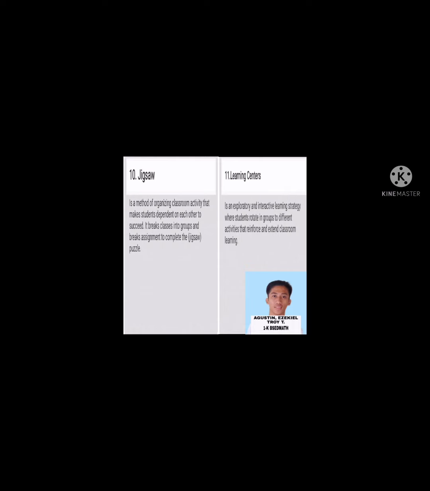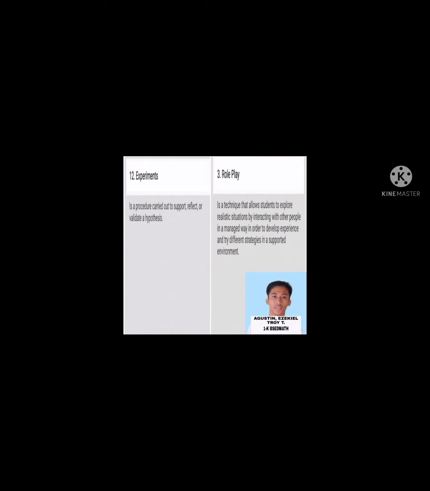Number 10, Jigsaw. Jigsaw is a method of organizing classroom activities that makes students dependent on each other to succeed. This strategy is a collaborative learning, forming the students into groups and allowing them to discuss and brainstorm among themselves. Number 11, Learning Centers. Learning Centers is an exploratory and interactive learning strategy where students rotate in groups to different activities. This strategy allows the student to learn on their own given a certain activity. It can be individual or by group.